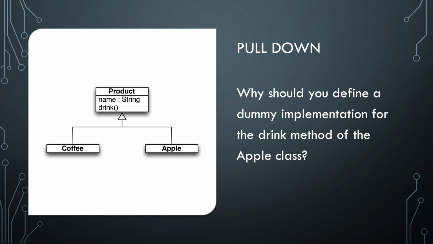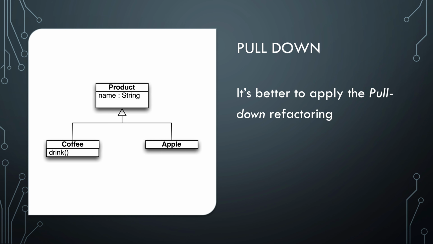If the superclass contains a drink method, but it's not used in all of the subclasses, perhaps it's not in the right location. Why should we need to provide a dummy implementation of drink in the Apple class? So, you apply the pull-down refactoring to move the drink method from the superclass to the subclass that actually needs it.